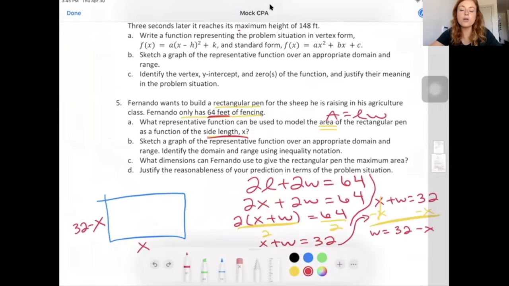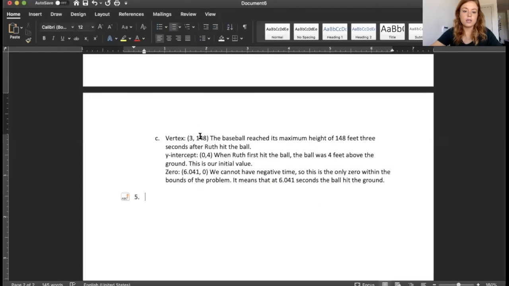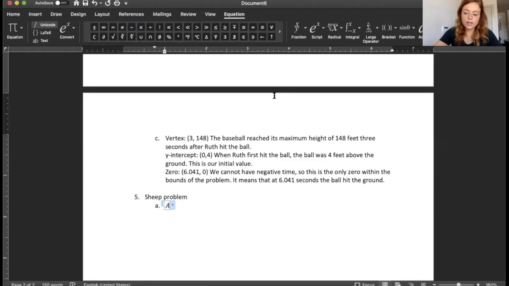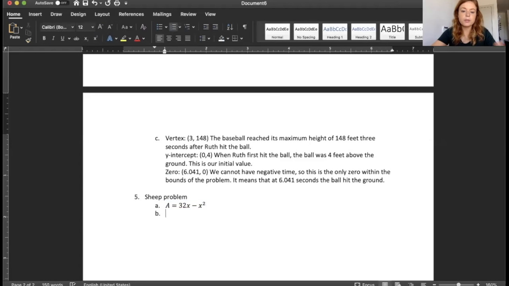So we're going to go on over to our document, and I'm going to say sheet problem, part A, and then insert equation. A equals 32x minus x squared. Boom. B just said to sketch a graph of the representative function over the appropriate domain and range and then identify the domain and range.